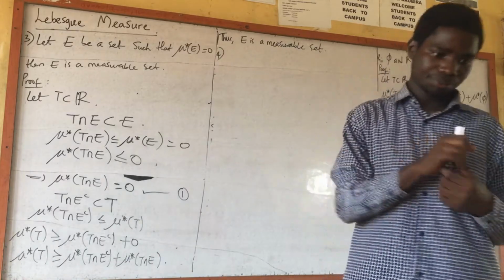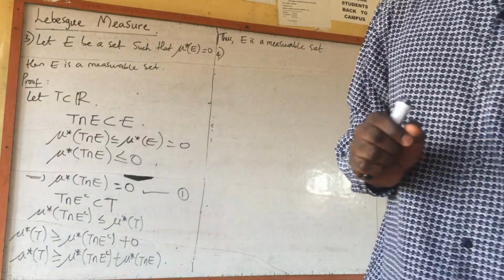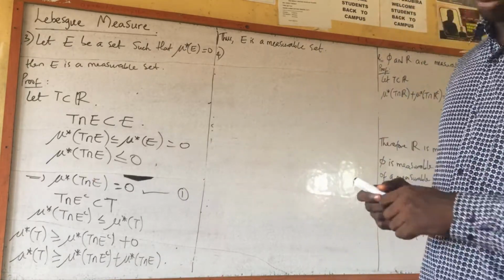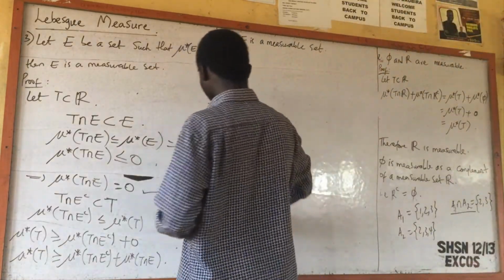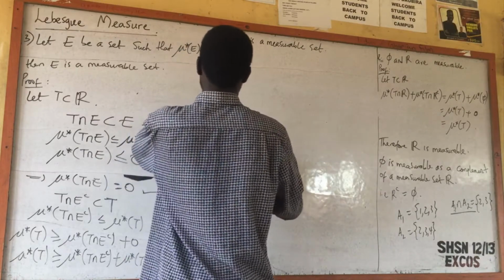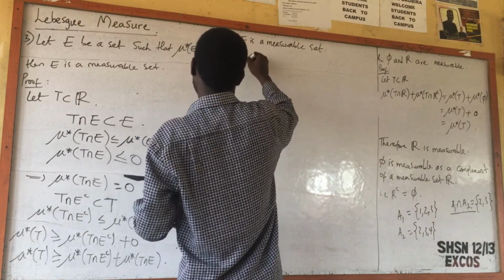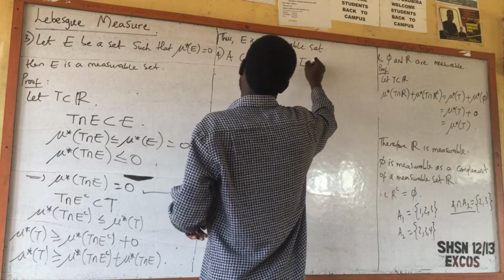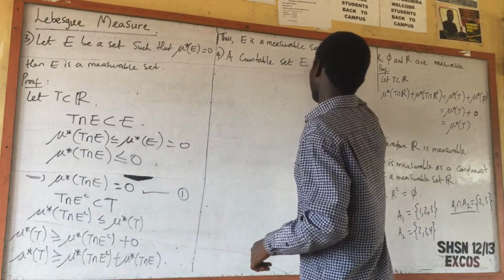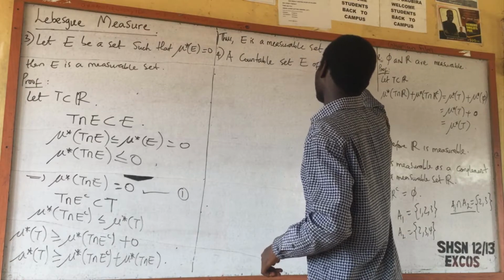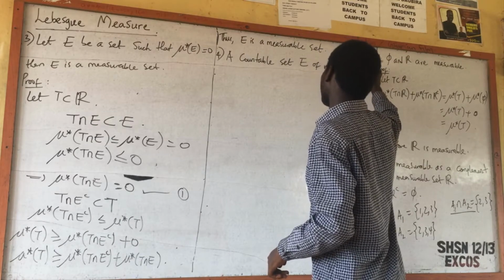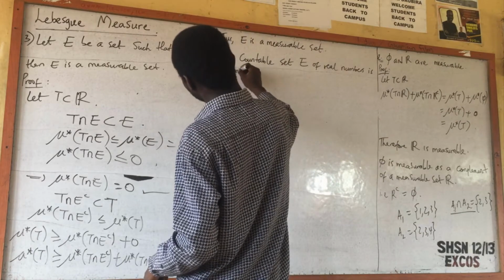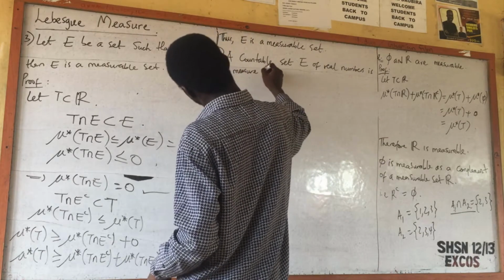Number four: a countable set E of real numbers is of measure 0.